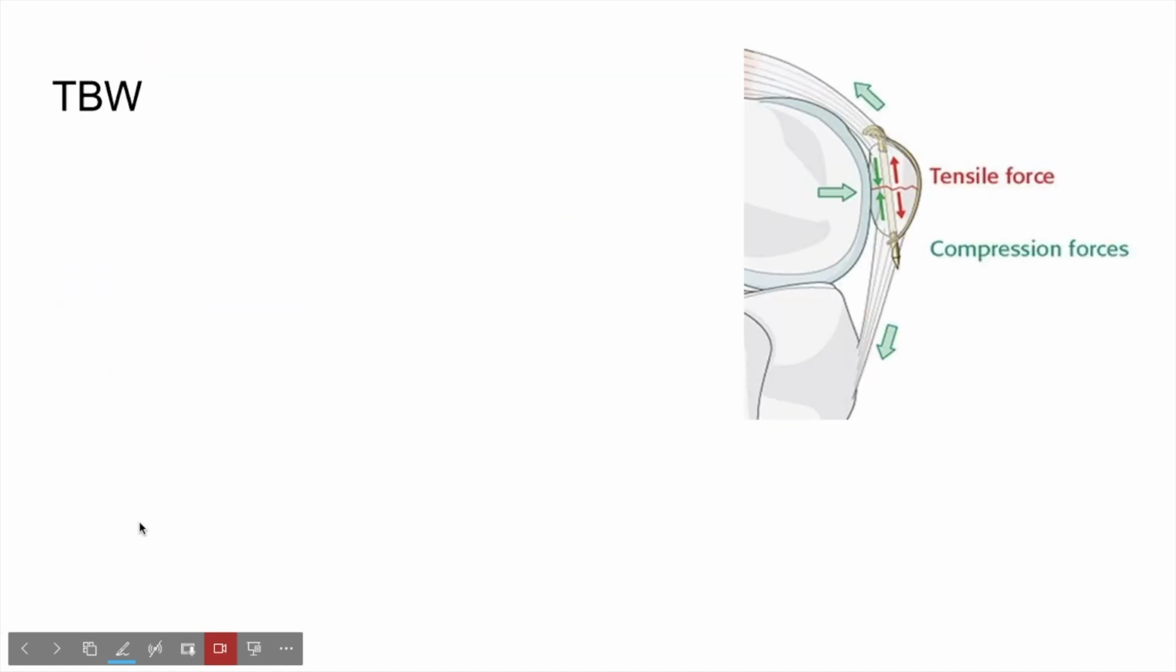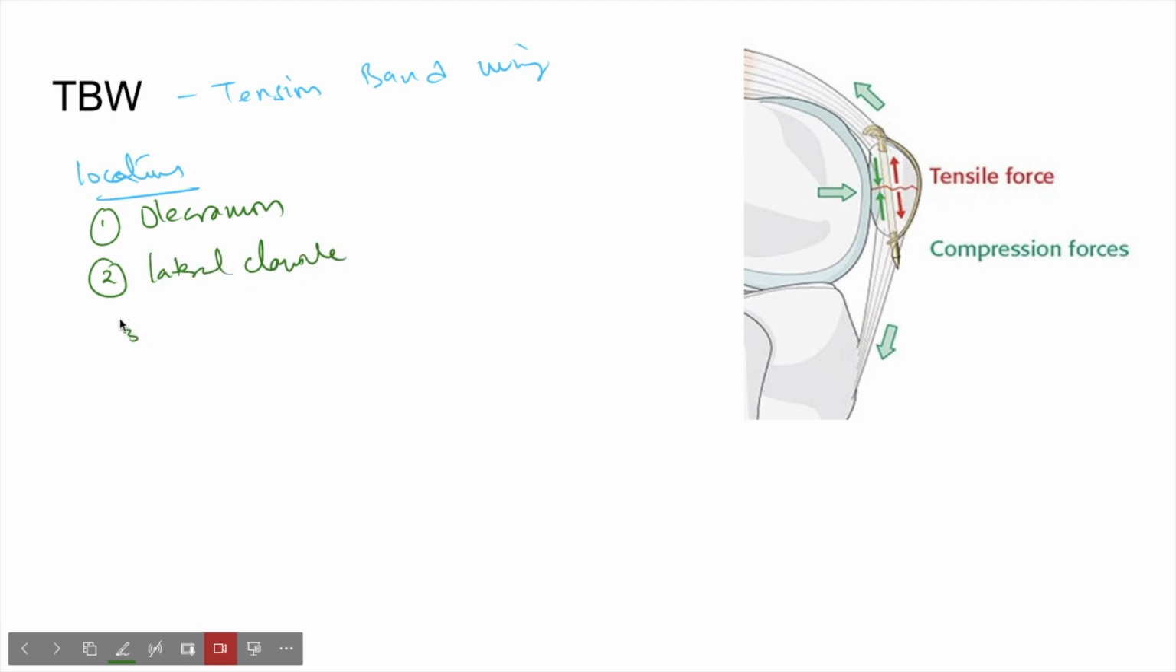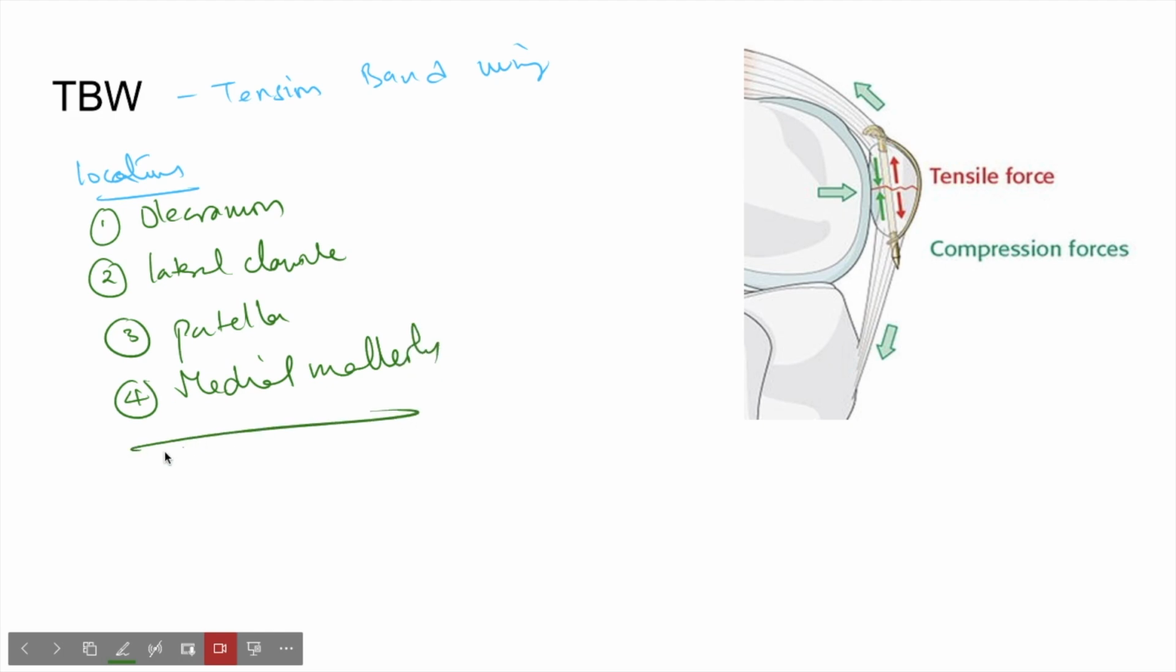Next, coming to an important concept to finish off this part 2 of implants is the TBW, or tension band wiring technique. In which locations is it most commonly used? It is used in the following locations. One, the olecranon. Two, the lateral clavicle. Three, the patella. Four, the medial malleolus. These are the most common locations where this tension band wiring technique is used. It can be used in other areas as well.